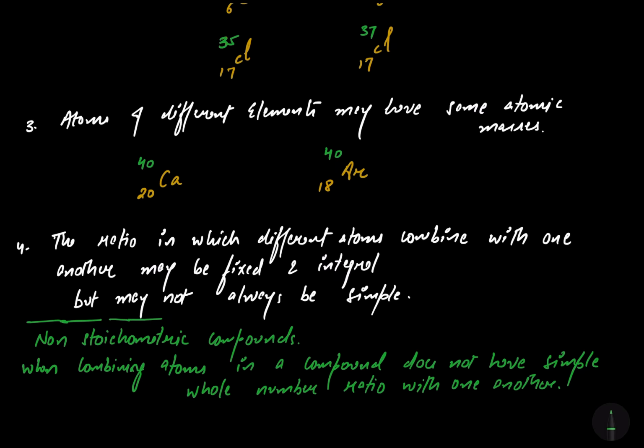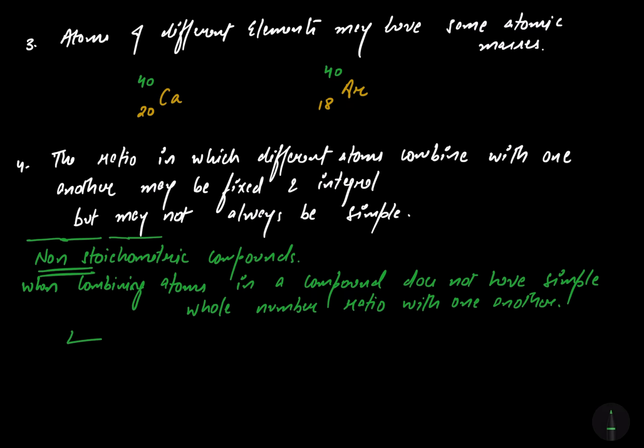In upcoming videos of mine, I'm going to make you study the periodic table, and there I will tell you about the transition metals or the d block elements. It's a characteristic of d block elements that they always form non-stoichiometric compounds. The transition metals always form non-stoichiometric compounds.